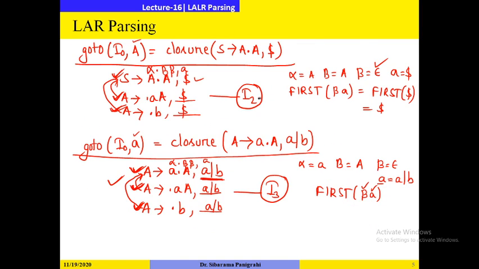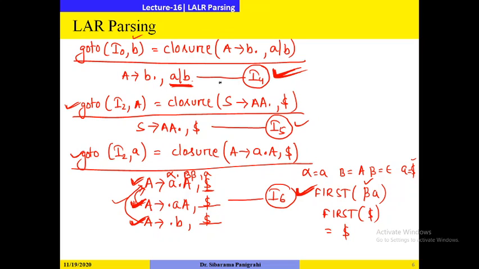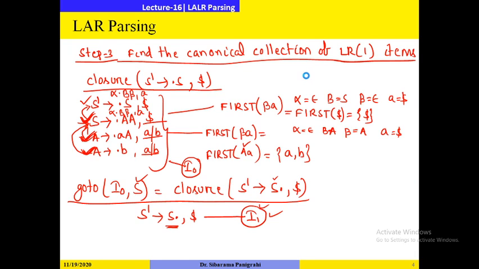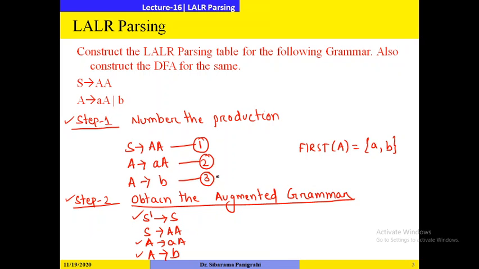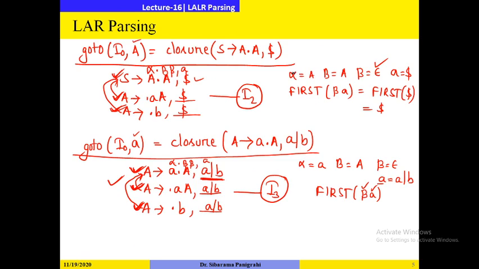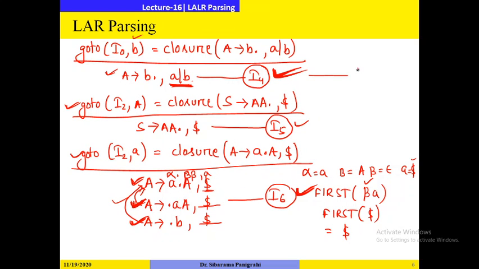Right? Now let us go to I2. In I2, whether you are having a dot at the end? No. In I3, whether you are having a dot at the end? No. In I4, whether you are having a dot at the end? Yes. A gives B dot. So A gives B is which number production? It is the 3 number production. So we will write R3. Where we will write R3? Under the look ahead symbol.